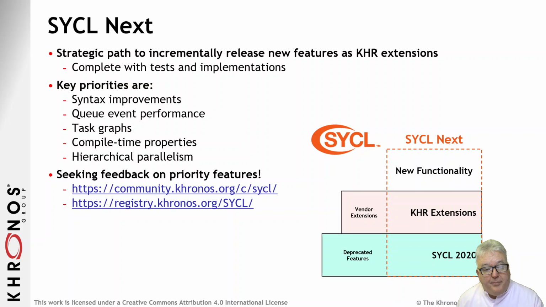The SYCL roadmap is looking forward to SYCL Next, that takes the widely adopted portions of SYCL 2020, plus proven SYCL extensions, plus new functionality that includes improving performance and functionality of queues, task graphs, and hierarchical parallelism. The SYCL working group is seeking industry feedback and roadmap requests on the SYCL forums or the SYCL specification repo. The links are here on the slide.